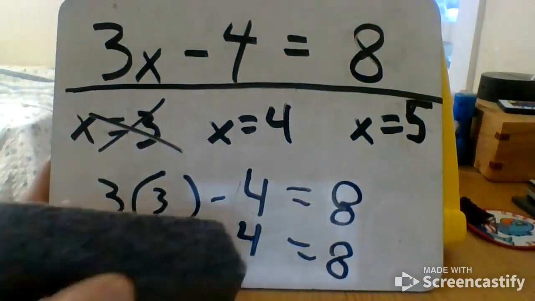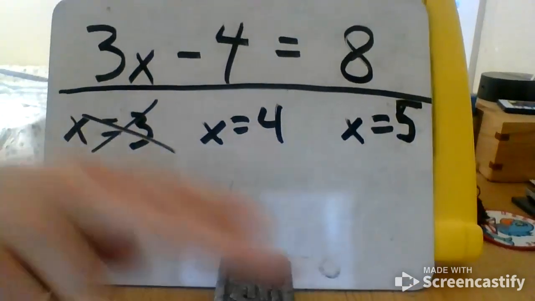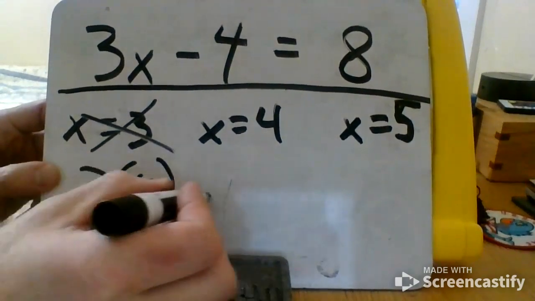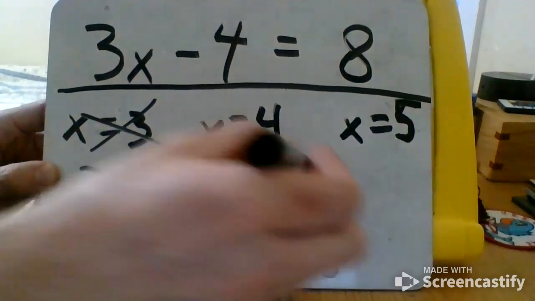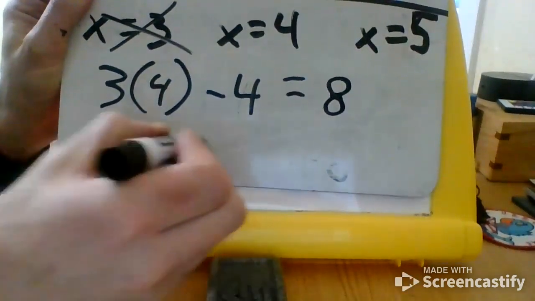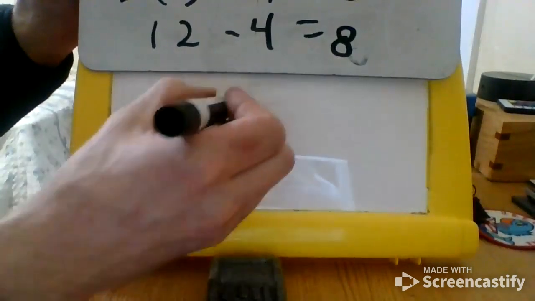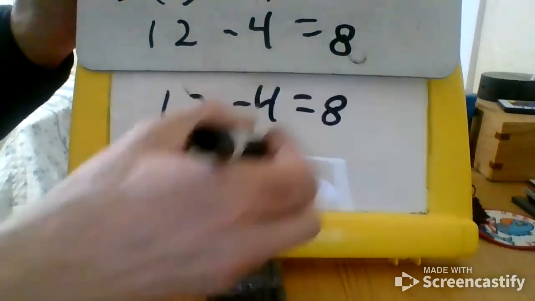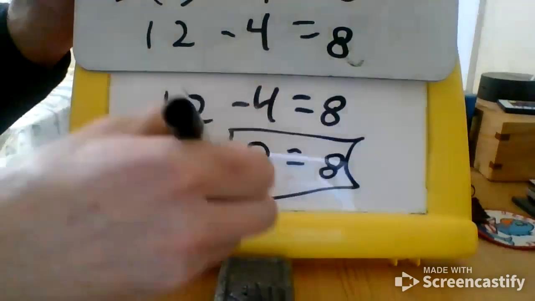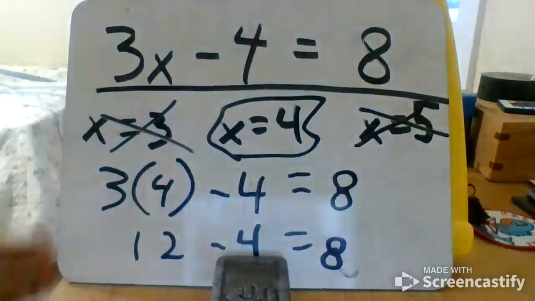So on your paper, just leave all your work there. I don't have enough space here. Got limited resources today. So now I'm going to try the number 4. So I'm going to rewrite my problem, but with the number 4. 3 times 4 minus 4 equals 8. I'm going to see if that's true. Okay, well, 3 times 4 is 12. 12 minus 4 is 8. And yeah, that's true. 12 minus 4 equals 8. That means 8 equals 8. That is true. I like that. That means 4 is my answer to this problem, and x equals 5 can not be the solution.